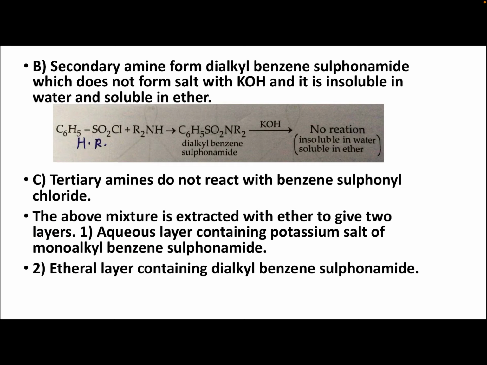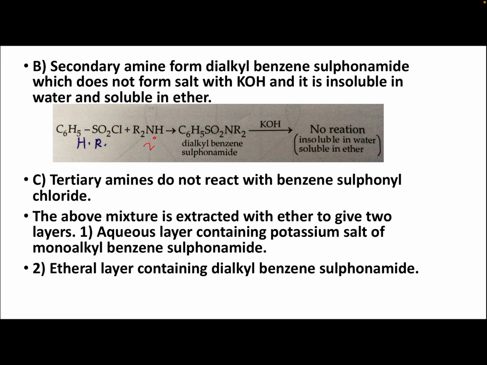Secondary amine forms dialkyl benzene sulfonamide, which does not form a salt with KOH, and it is insoluble in water and soluble in ether. Tertiary amine does not react with benzene sulfonyl chloride. So now the above mixture is extracted with ether to give two layers. That means the mixture is mixed in ether, and two layers are formed.